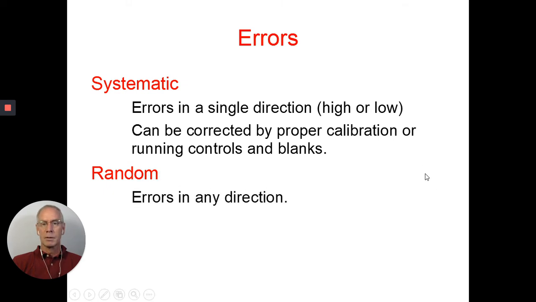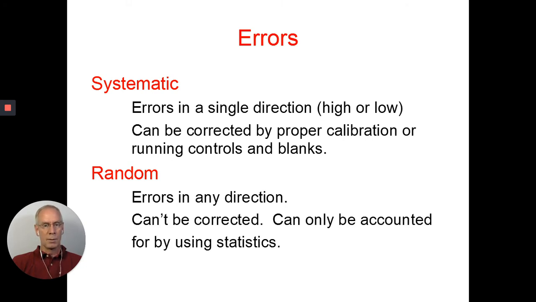Random errors can go up or down and every place in between. Sometimes they'll actually be correct. And if you see random errors, that's not the instrument, that's the person running the instrument. It can't be corrected. The only way you can overcome or account for random errors is running lots and lots of tests and then averaging the final results. That's why in science we don't make just one measurement, but we make multiple measurements and average those to get rid of those random errors.